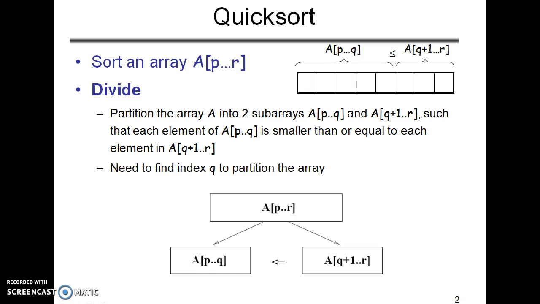The problem is we have to sort an array A with indices P to R. In the divide step, we partition the array A into two sub-arrays: one with indices P to Q and another with indices Q plus 1 to R, such that each element of A[P..Q] is smaller than or equal to each element in A[Q+1..R]. So we need to find the index Q that partitions the array.